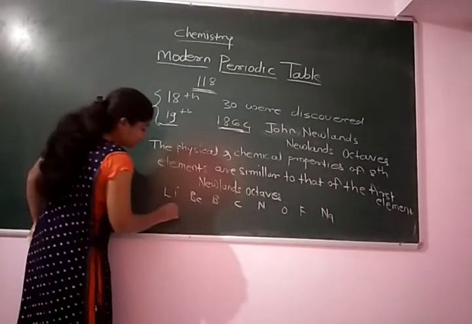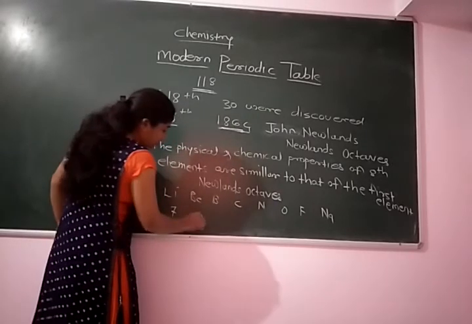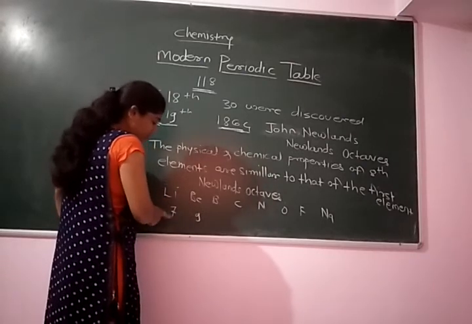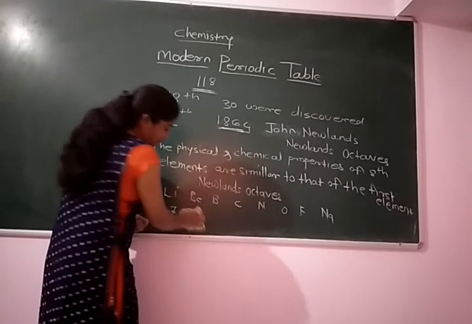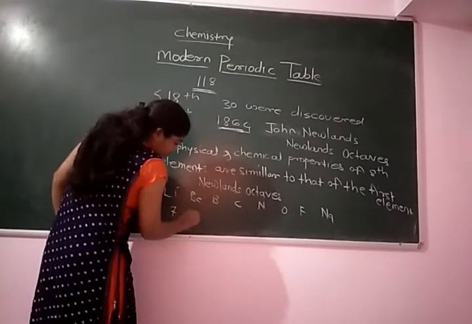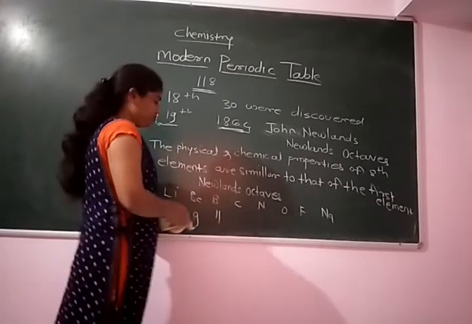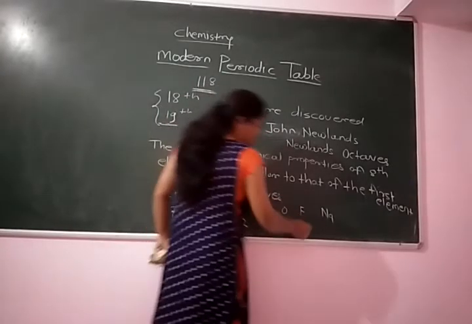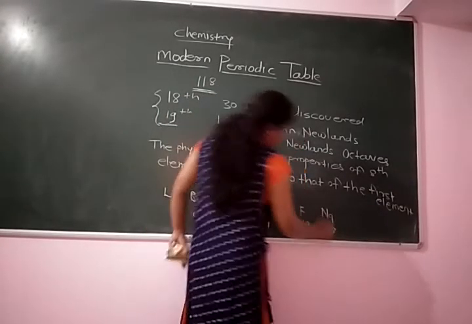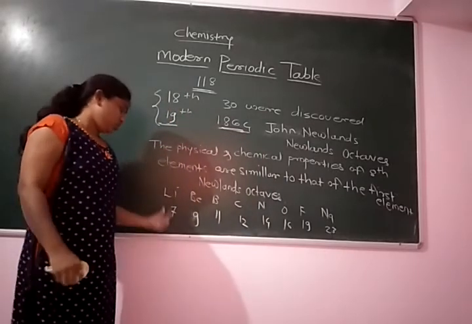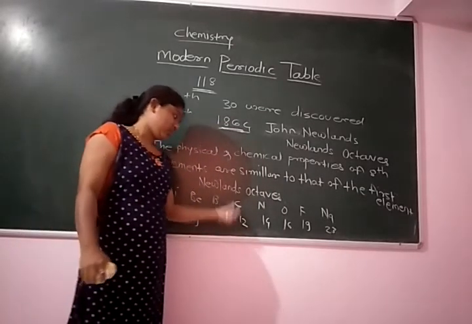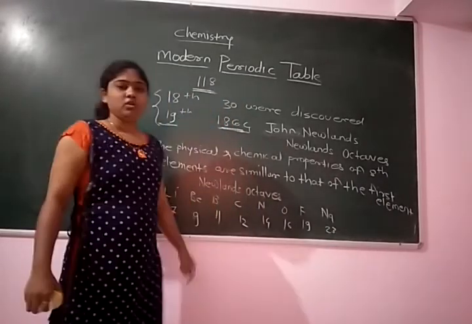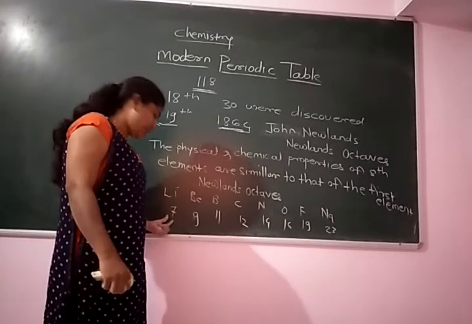Okay. Atomic weight of lithium 7, beryllium 9, boron 11, carbon 12, nitrogen 14, oxygen 16, fluorine 19, and sodium 23. These are the elements and their atomic weights.